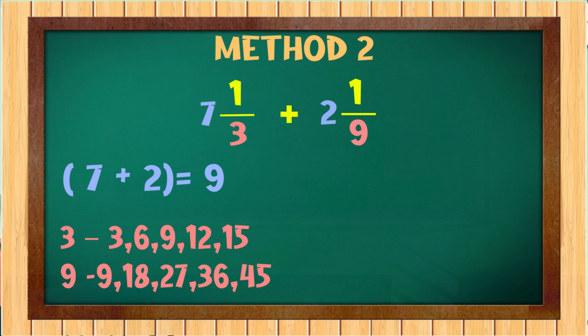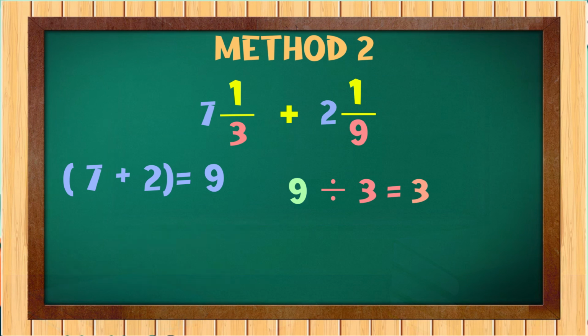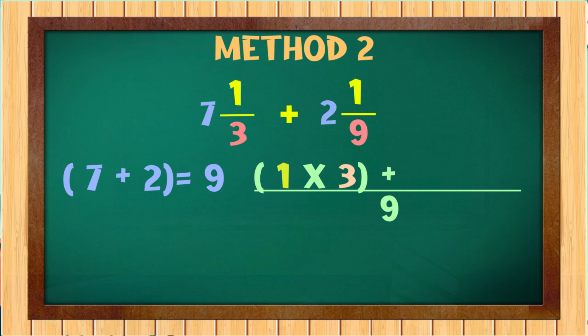Which number is the LCM? Yes, 9. 9 is common in the multiples of both numbers, and that is the smallest number. Next step, we divide the LCM by the denominator. LCM, 9, denominator, 3. 3 into 9, 3. We multiply that answer by the numerator. The numerator of that fraction is 1. The answer was 3. So you bracket it off. 1 times 3.